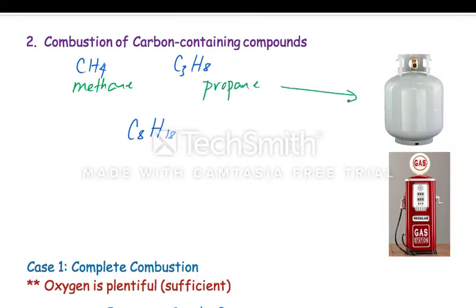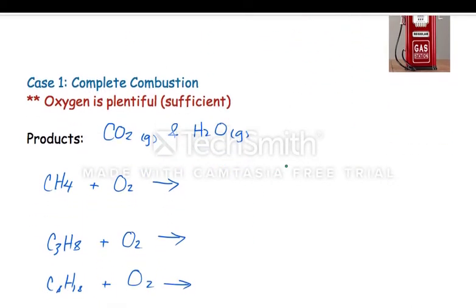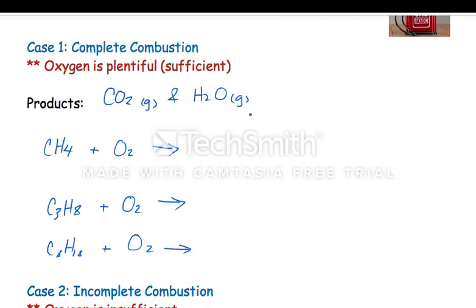So this is a propane tank. And C8H18, otherwise called octane. And this is the gas that you use in your car. So octane is very precious. Now, when you are combusting carbon-containing compounds, there are two cases.